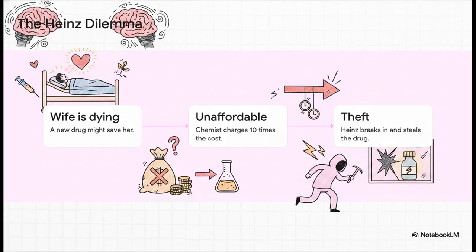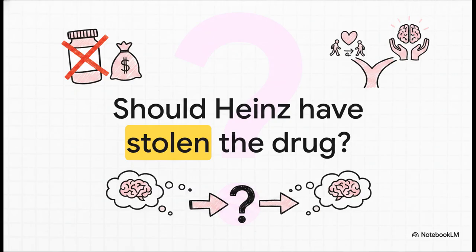Third, Heinz is desperate. He begs the chemist to lower the price or maybe just let him pay later, but the chemist outright refuses, saying he discovered it to make money. So out of options, Heinz breaks into the pharmacy later that night and steals the drug to save his wife. Now, I want to ask you directly, should Heinz have stolen the drug? Take just a second to really think about what you would do. Would you steal it? Would you just walk away?